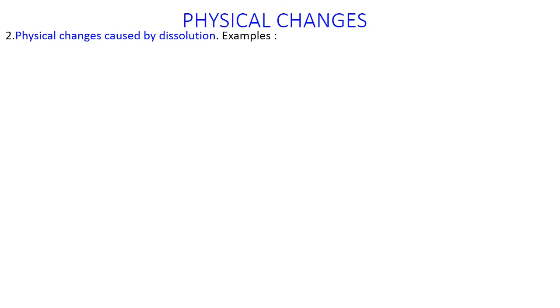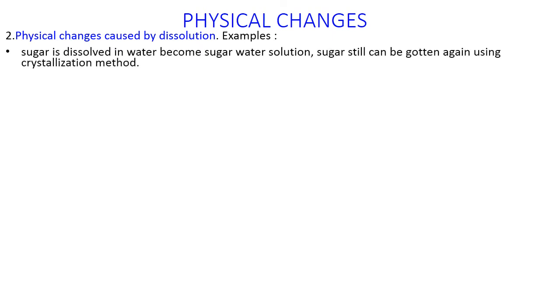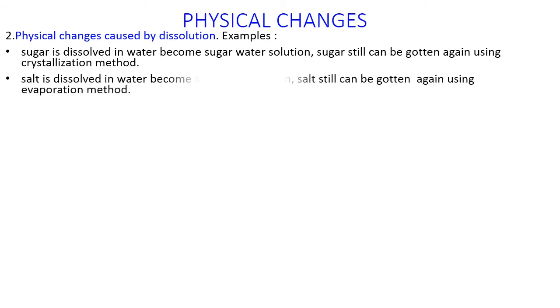The second group is physical changes caused by dissolution. Examples: sugar is dissolved in water, becomes sugar-water solution. And sugar still can be gotten again using crystallization method. Salt is dissolved in water, becomes salt-water solution. And the salt still can be gotten again using evaporation method.